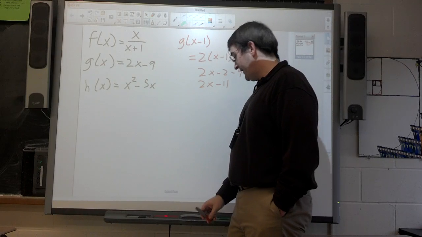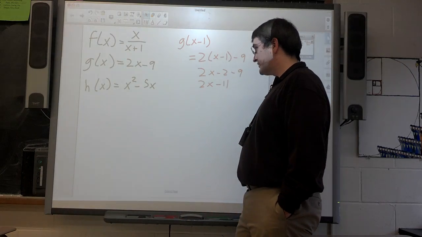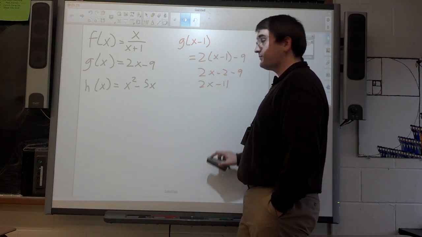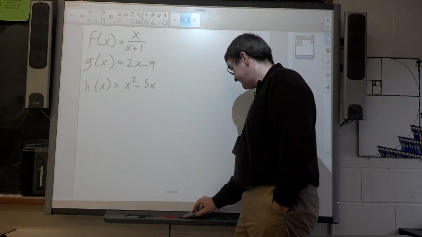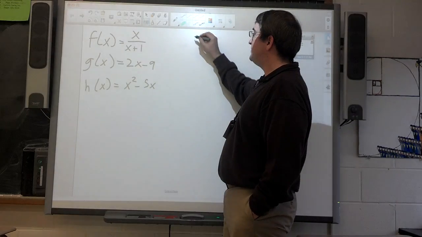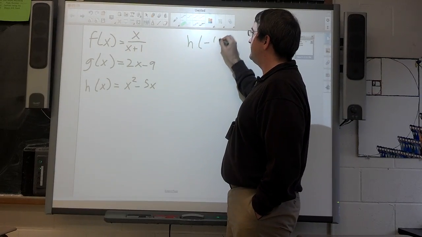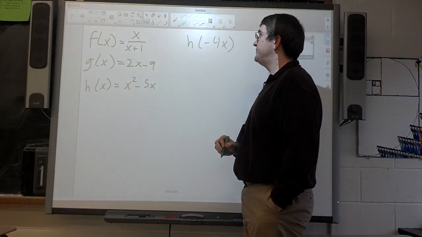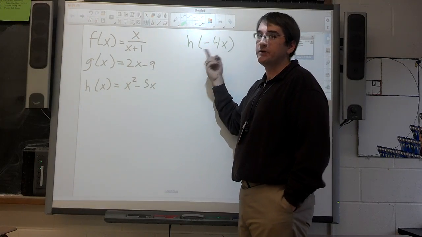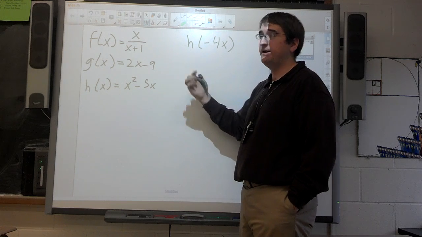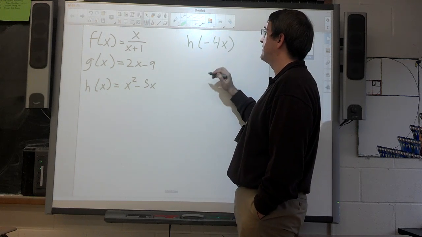Do one more example, h of x there. H of x equals x squared minus 5x. I'm going to erase this part here. I'm going to substitute in negative 4x. Now, negative 4x. It doesn't have to be x, of course. I'm just using x to be consistent, but you could have whatever variable name you want to use there.